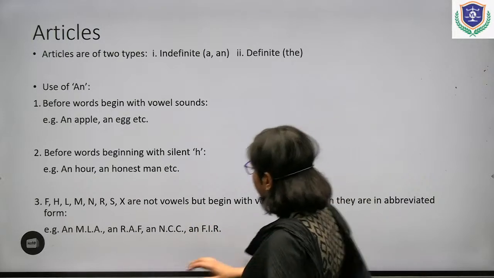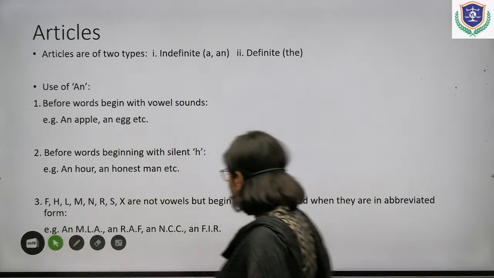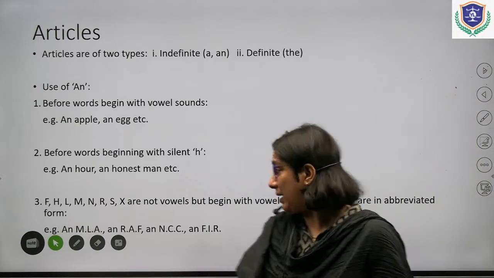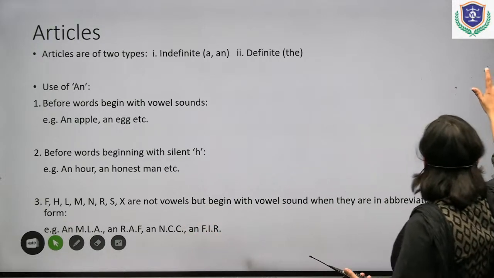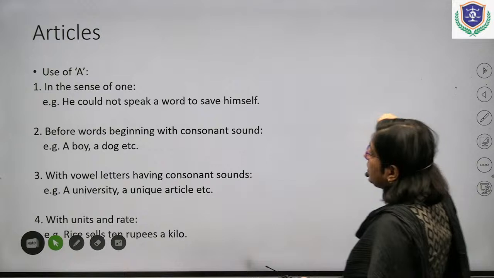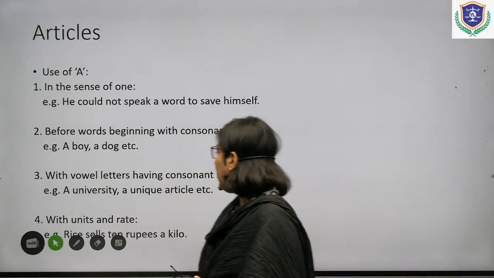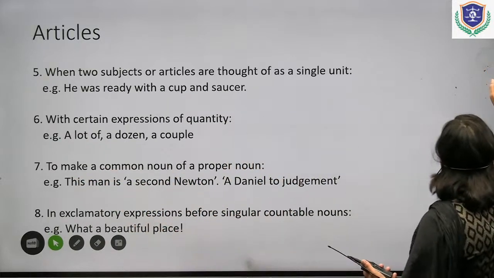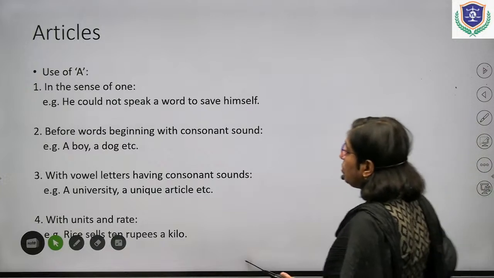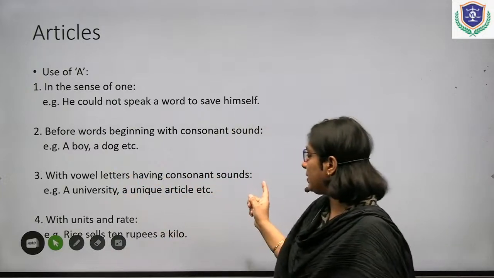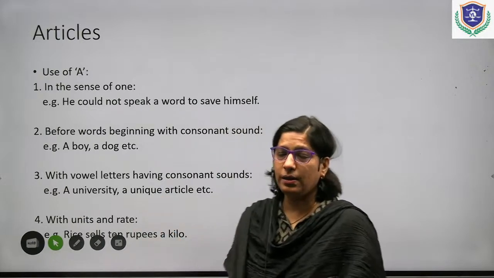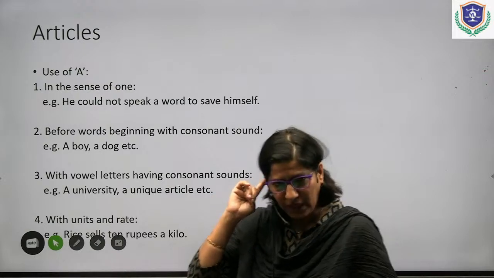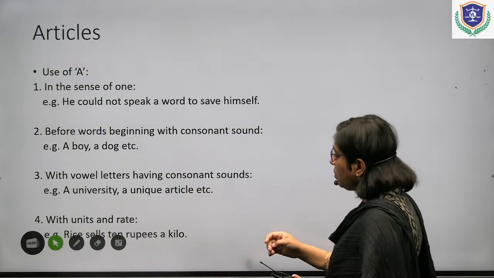So this is what you need to remember, just in case there are options with a and the and such questions come. Okay, now this we of course already know, and this also you know: use a with vowel letters having consonant sounds. Of course you've got to use a, like university, unique. Here the sound is of a consonant, so you have to follow that.